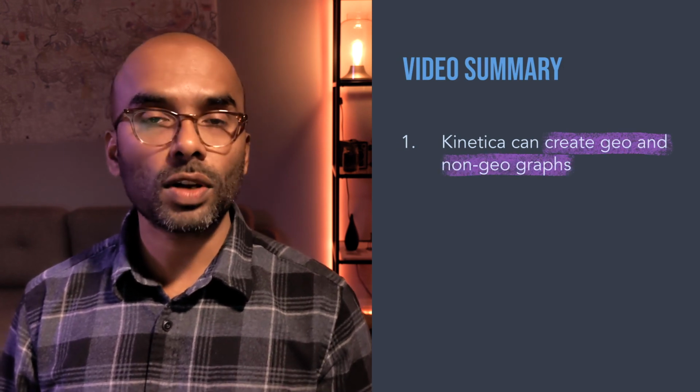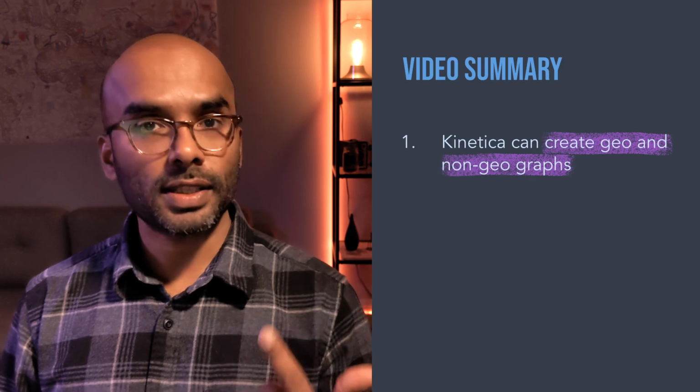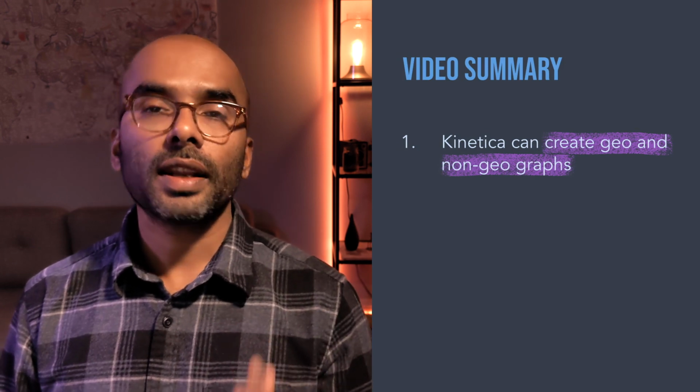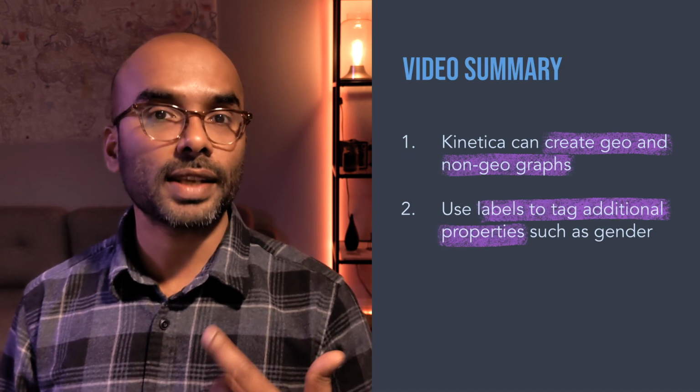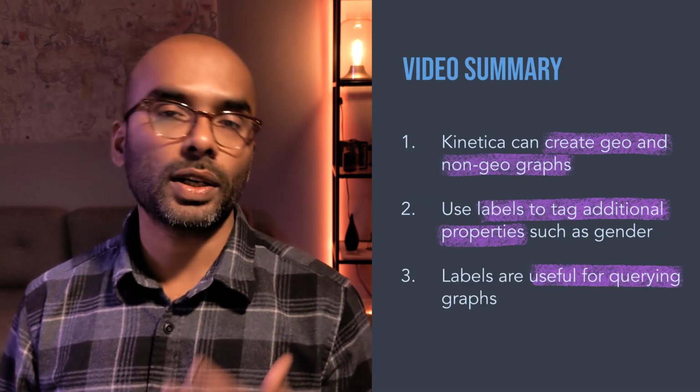In addition to the 4 components of nodes, edges, weights, and restrictions, Kinetica uses labels to specify properties on edges and nodes, which are really handy when querying graphs.